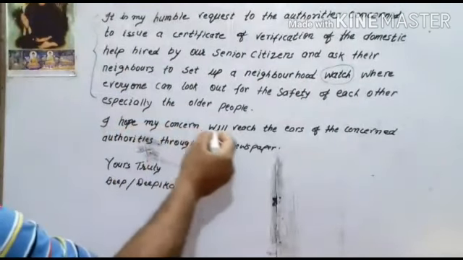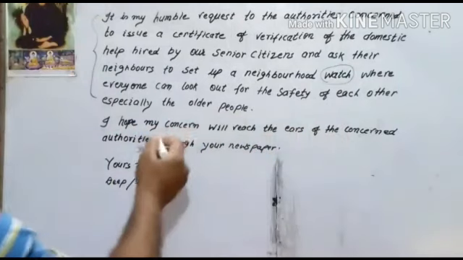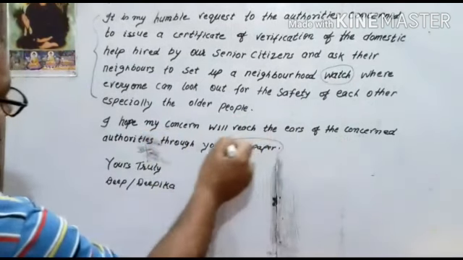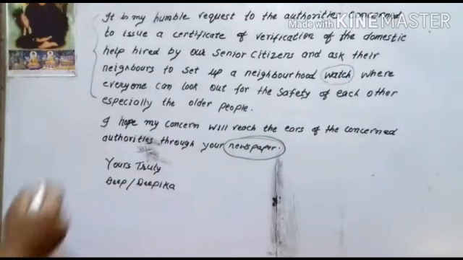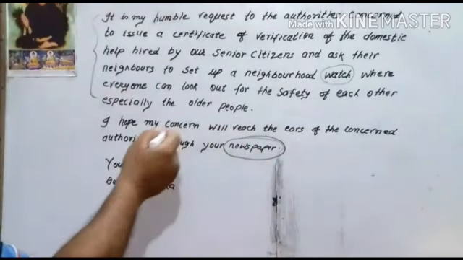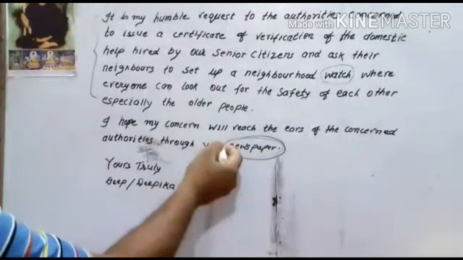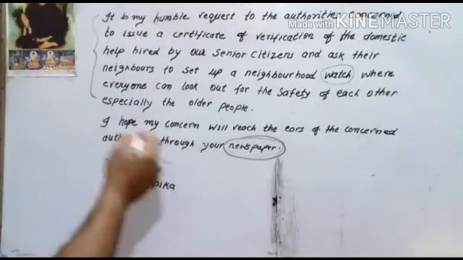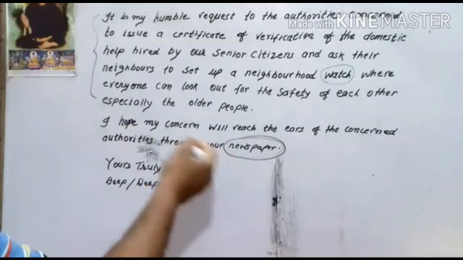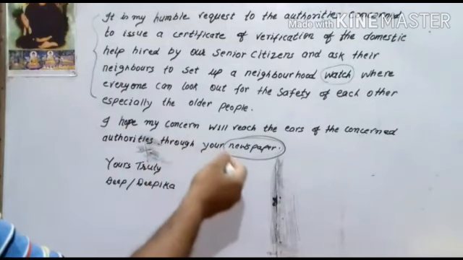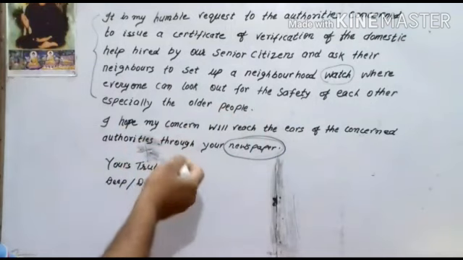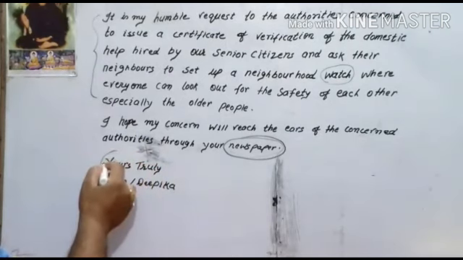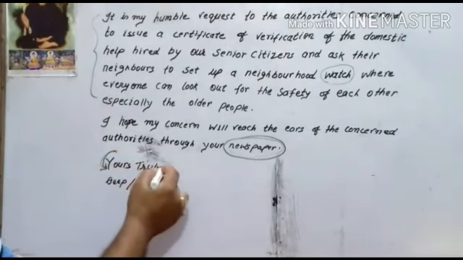I hope my concern will reach the ears of the concerned authorities through your newspaper. So the newspaper is just a medium between you, the writer, and the society, or the medium between you and the administration. I hope my concern will reach the ears of the concerned authorities. So I am requesting the editor in this line that this message of mine must reach the concerned authority, and the problem could be minimized. And for the complimentary close, you can write yours truly. It is the most appropriate, but don't put an apostrophe in yours.